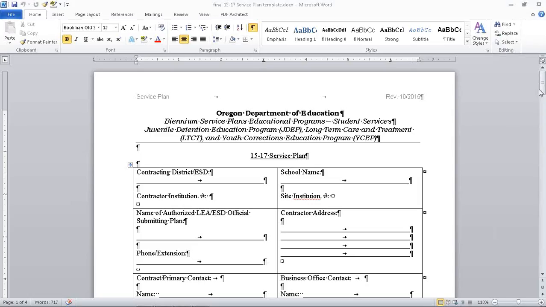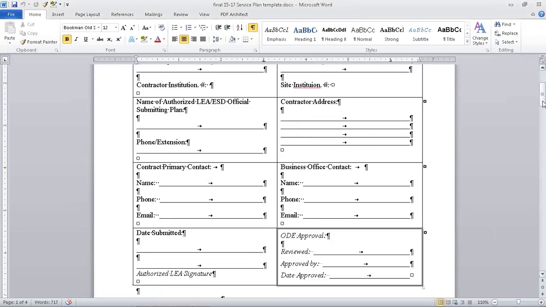Okay, so the first page is self-explanatory. It's basically information about who's submitting it and so forth. Now, if your school district or ESD has multiple programs, such as a long-term care treatment and a JDEP site, then you have to submit 2 service plans. But if your ESD just has 1 contract in 1 program, for instance, like LBL has a long-term care treatment site but has multiple institution IDs, you just have to submit 1 service plan.